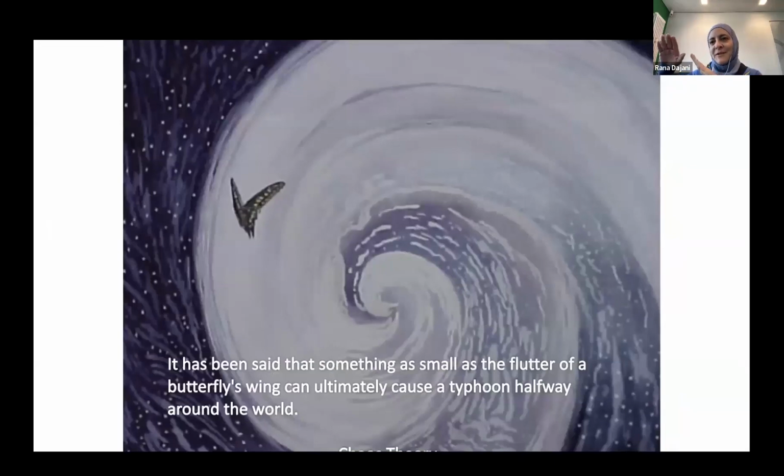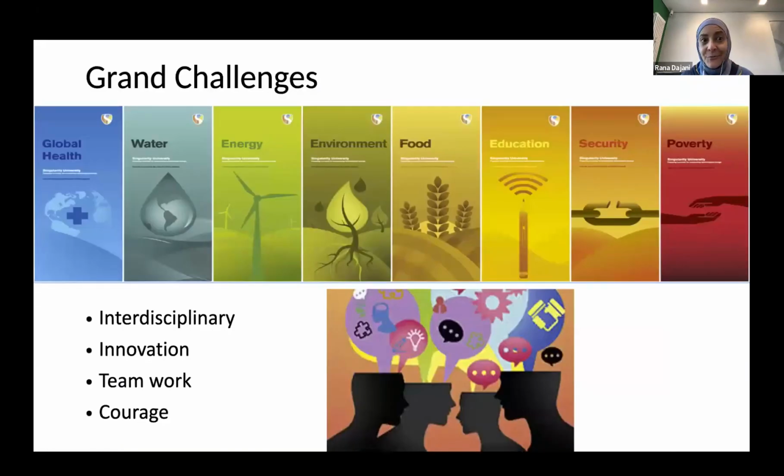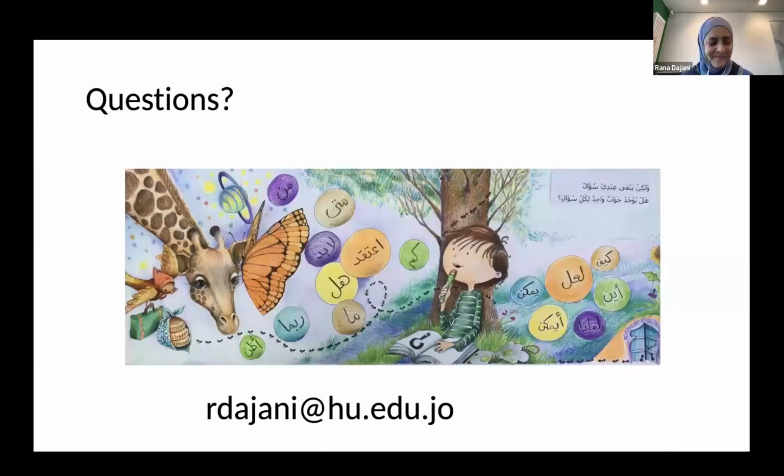When a butterfly flutters its wings in one part of the world, it moves the wind a centimeter, that results in change beyond what we can imagine. So it's also about the collective effort of every one of us going home today and trying to reach out and do something that's different. Thank you very much. And together we will address these grand challenges through interdisciplinary work, innovation, teamwork, and courage. Thank you. Thank you so much.